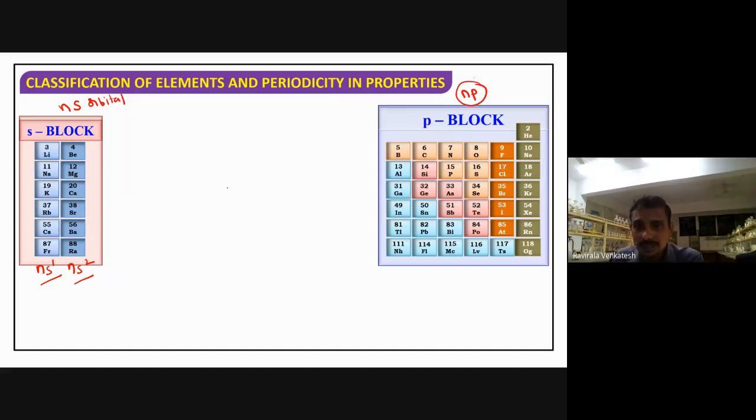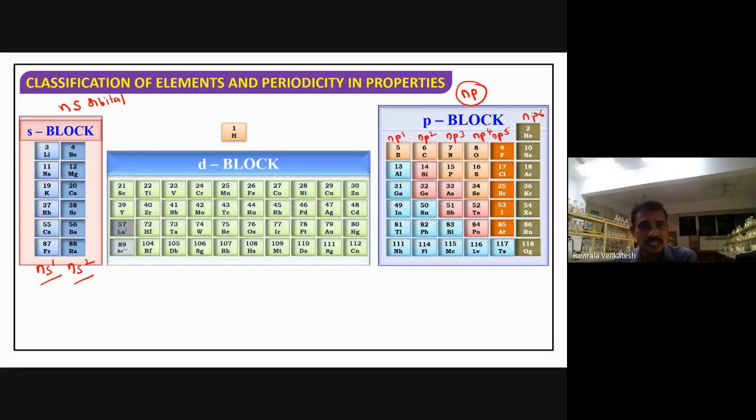For example, you observe in this group, the electrons are entering in ns2 np1, then ns2 np2. Here it is entering np3, np4, np5, np6. In this way, the electrons are filling. So, what is P block element? The elements in which the differentiating electron, the last electron, is entering in the np orbital, they are called P block elements, isn't it?